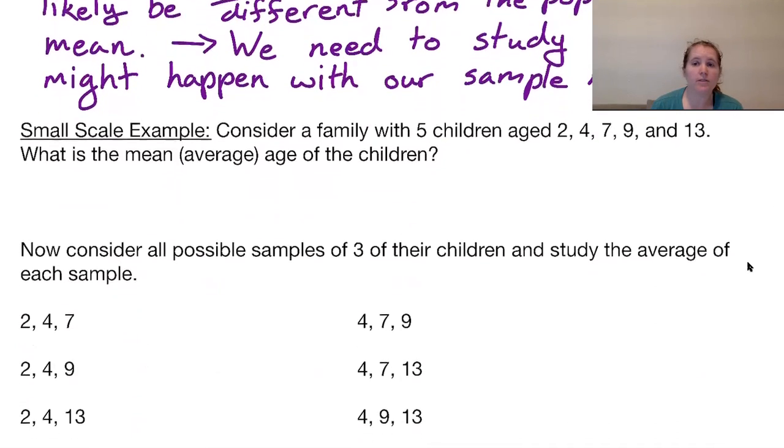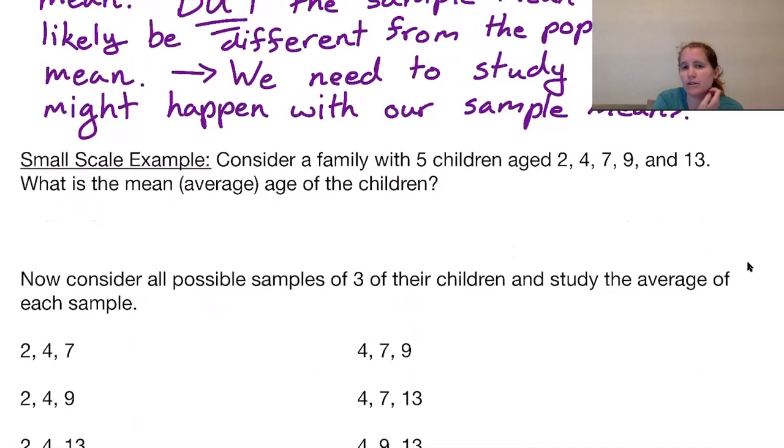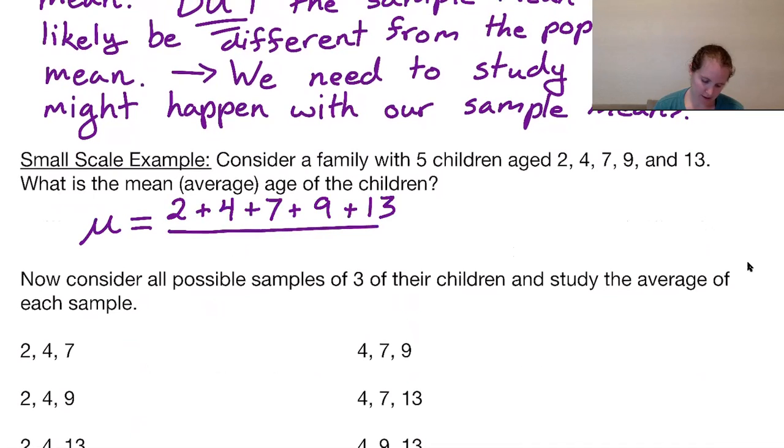So we're going to look at a very small scale example to start off with. So let's consider a family with 5 children that are aged 2, 4, 7, 9, and 13. First thing you want to do is just figure out what is the mean or average age of the children. So the population mean, we have a tiny population, but this is the population. We'll do 2 plus 4 plus 7 plus 9 plus 13, and then divide by, we have 5 children listed. So this becomes 35 divided by 5, otherwise known as 7. So this population has a mean age of 7.